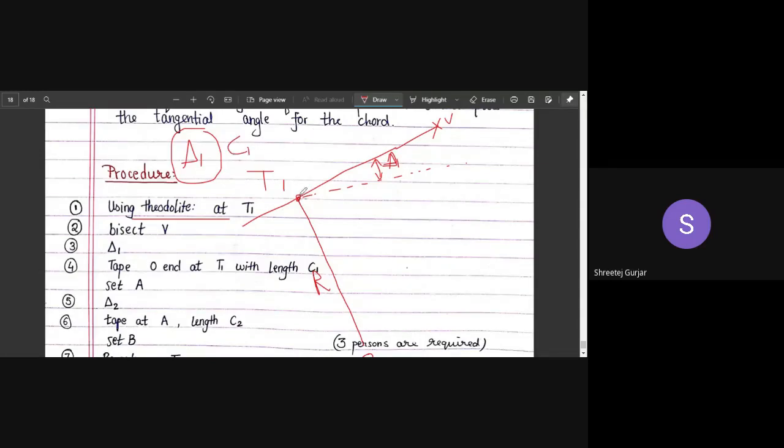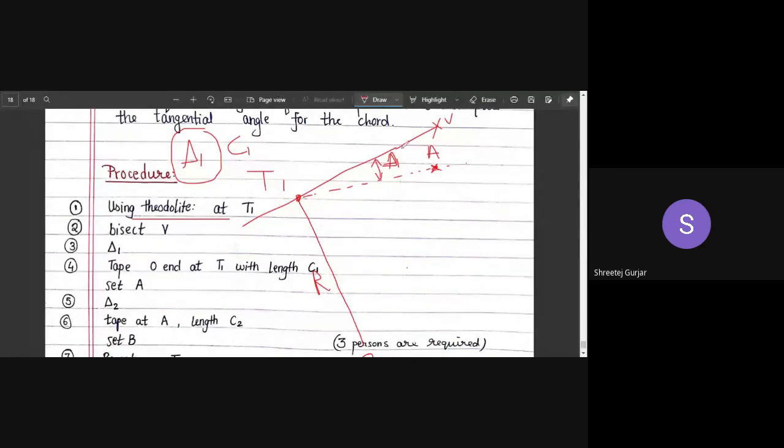Now keep the zero end of the tape over here and make sure the chord length, say 20 meters, comes over here. Then on this particular line, you use your tape measure, mark 20 meters, and this delta angle we will be setting from your theodolite. You can mark this, and this particular point A is set in your field.